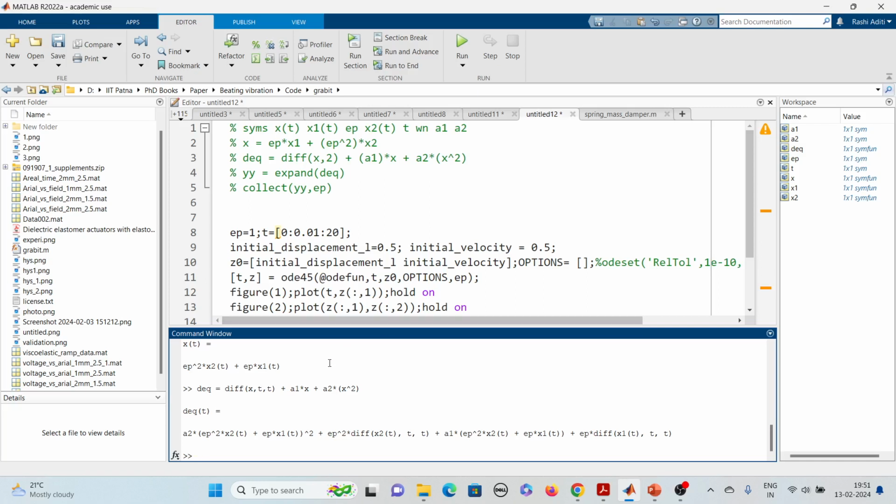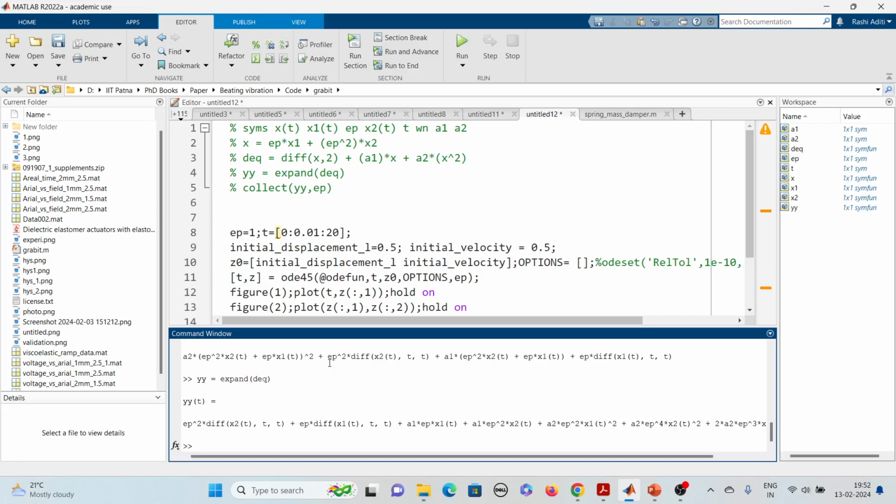Okay, so what am I going to write? First, I'll expand it. I'll write yy equals expand of the equation. Now what do I mean by expanding the equation? Expanding the equation simply means that instead of x square, it will write the whole expansion of epsilon x1 plus epsilon square x2 whole square. Now I'll call the collect command, collect yy comma ep.